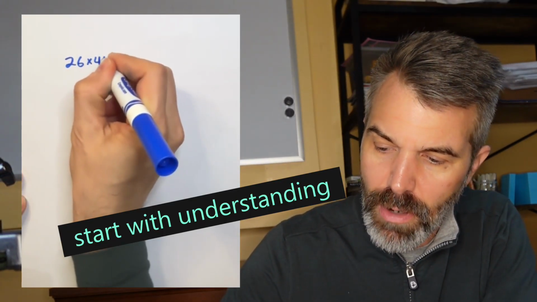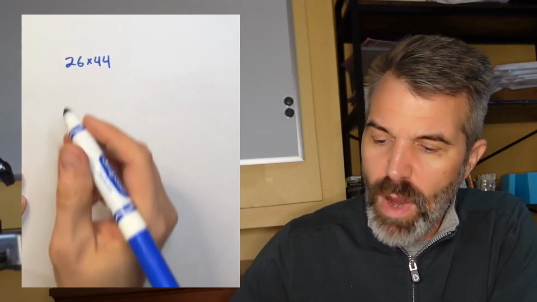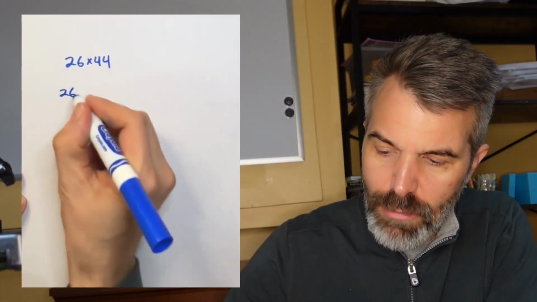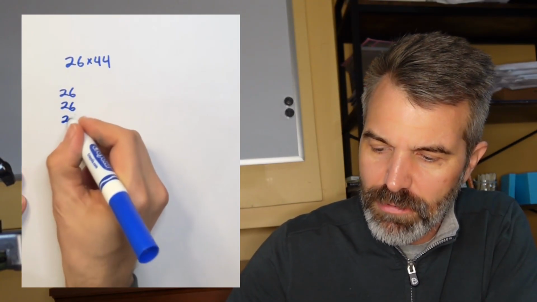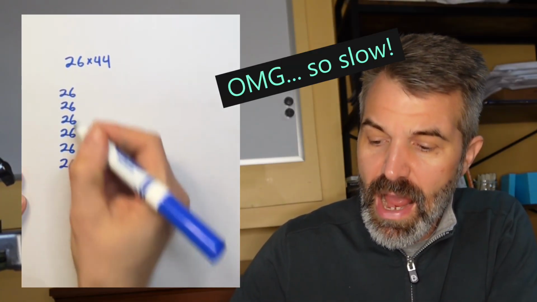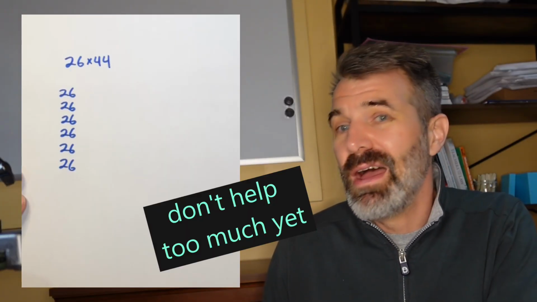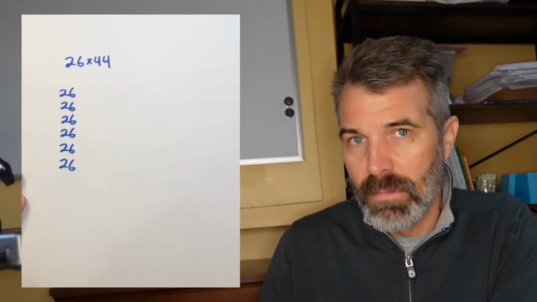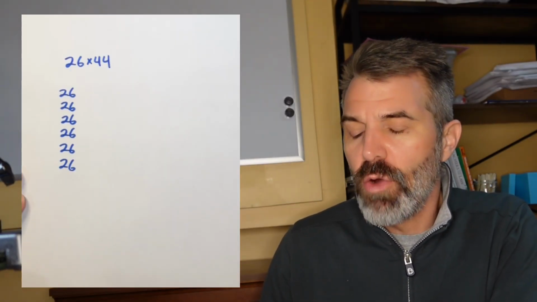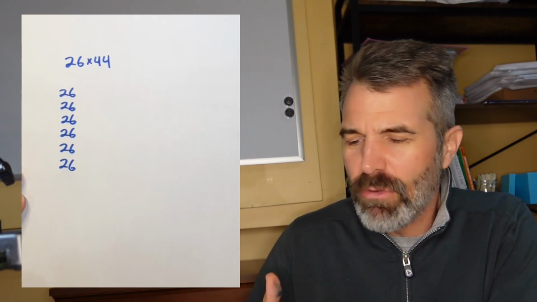26 times 44. So when I look at this, if your child starts with a whiteboard or paper and starts just writing down 26 plus 26 plus 26 plus 26, and you begin to think, oh my gosh, are they going to do it 44 times? Again, I would challenge you to let them go through that process. Although it might not be the most efficient strategy, it is helping them to understand how multiplication works.